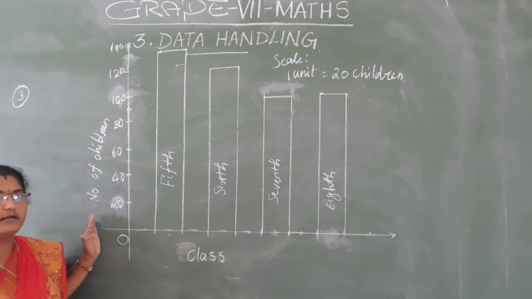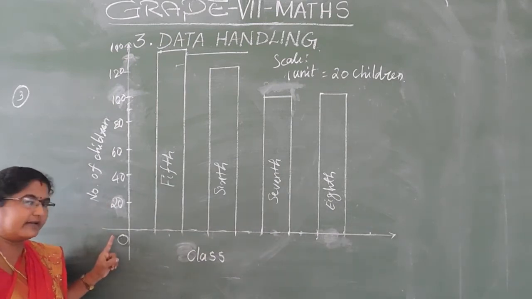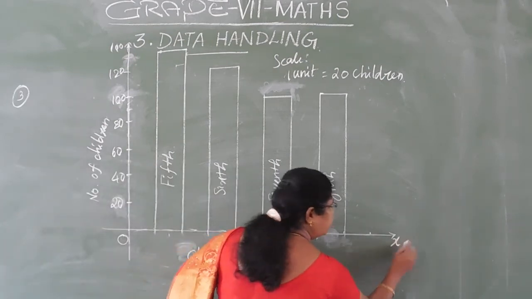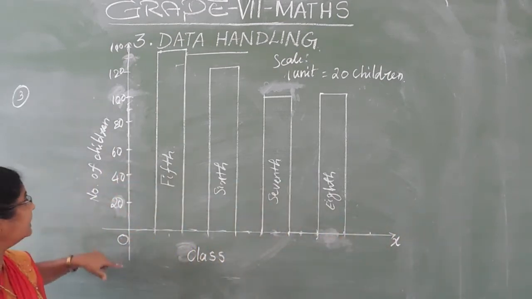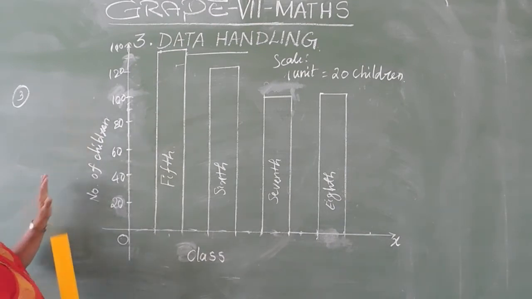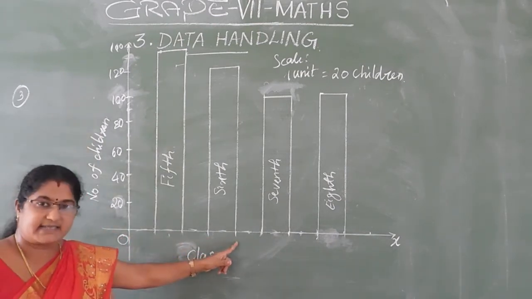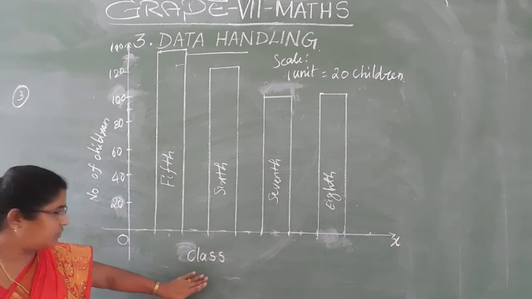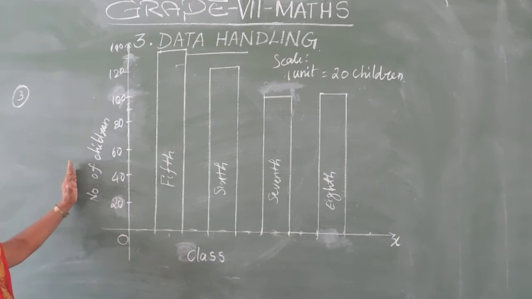But when drawing the graph, don't forget this is the x-axis, the horizontal line, and put x. Then the vertical line, y. After that, what you represent on the x-axis, you have to write here. Likewise, what you represent on the y-axis, that you write.